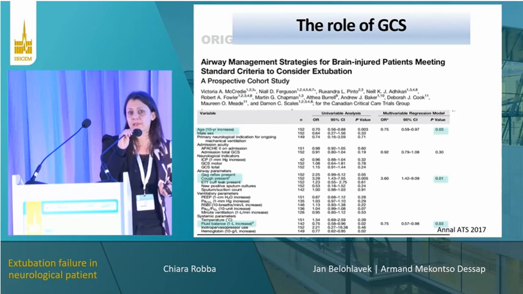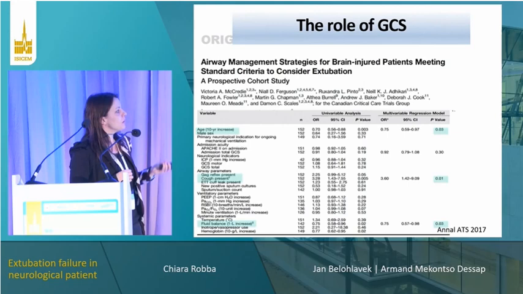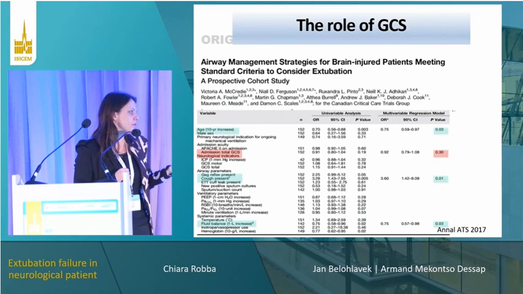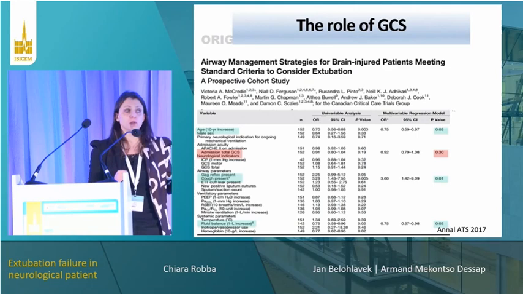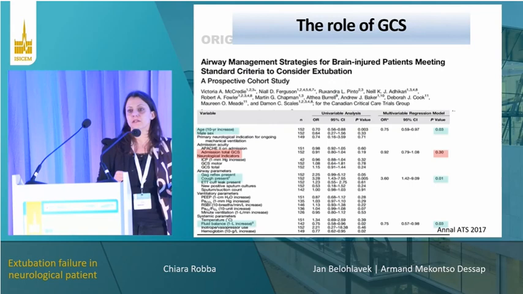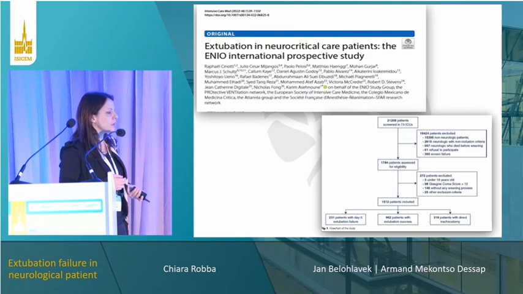This is a very large, interesting study from the Canadian group of Victoria McCready. And here, basically, the factors that were associated with the risk of extubation failure were the age, the sex, the presence of the reflexes, the fluid balance, which again is something to be taken in consideration, especially in this population, but not the GCS. Not the motor score, not any neurological factors which were associated initially. So there was a bit of confusion, because if the magic number doesn't work anymore, what is going to work?